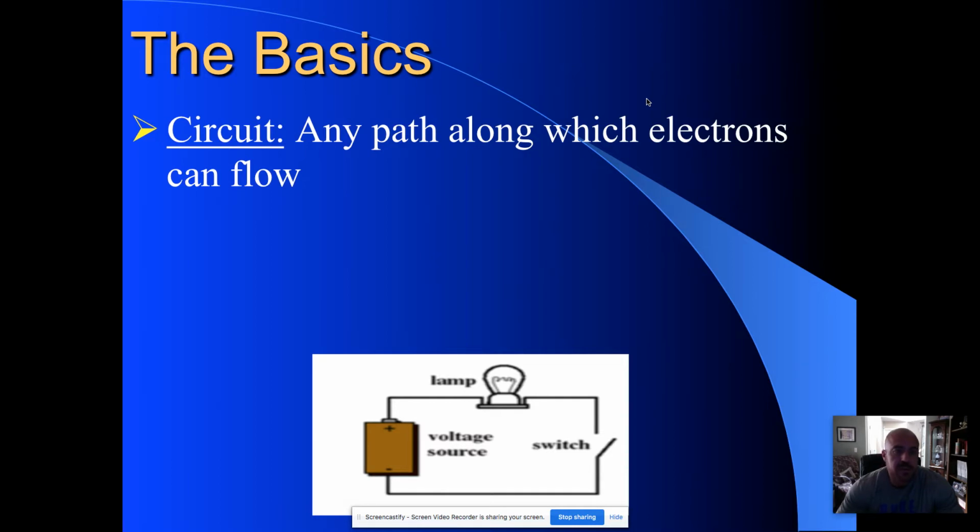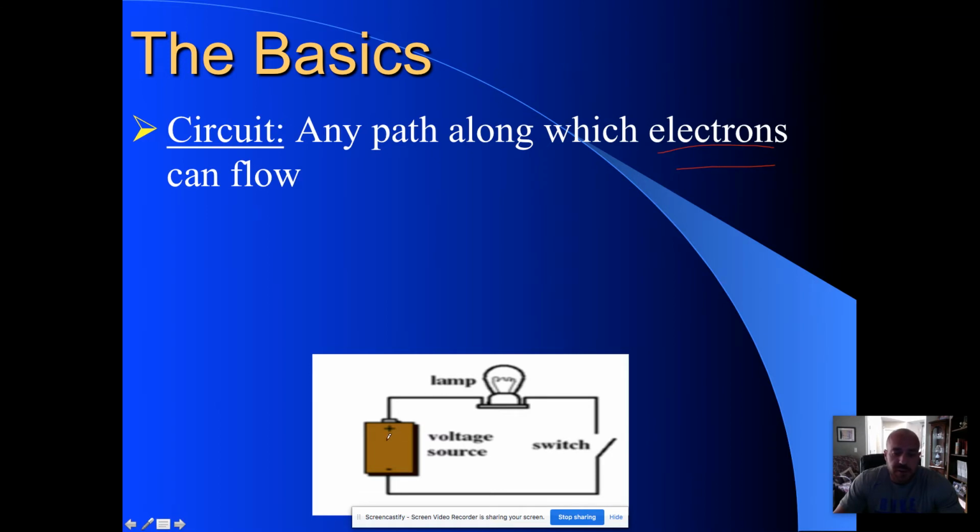So if we're talking about circuits, you've probably at least heard of them, but you might not realize exactly what they are. Fancy definition is any path along which electrons can flow. For us, just think of electrons as electricity. So when we hear electrons, think electricity. Electrons, for us, it'll be basically the same thing. So a circuit's any path that lets electricity flow, like we see down here.